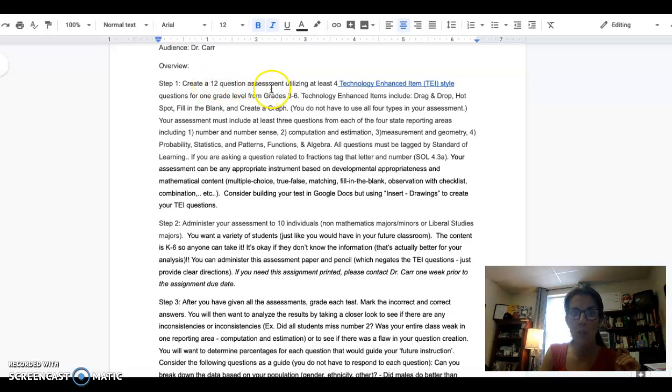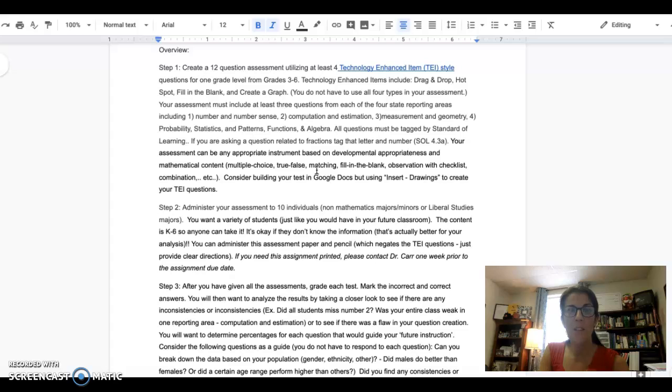First, you have to create a 12-question assessment, including at least 4 technology-enhanced questions. They do not have to be 4 different types, but you do have to include 4 technology-enhanced items. You have to include at least 3 questions from each of the 4 reporting areas: number and number sense, computation and estimation, measurement and geometry, and probability, statistics, patterns, functions, and algebra.